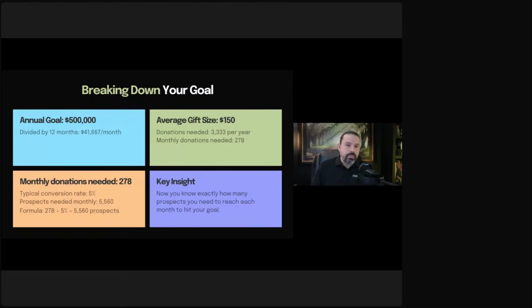We need to figure out what percentage of the people we talk to are actually giving. So let's look at the third square here. If we need 278 donations, and let's just say that 5% of the people we ask for a donation give, that means we need to ask for 5,560 donations a month. I want you to really internalize that.